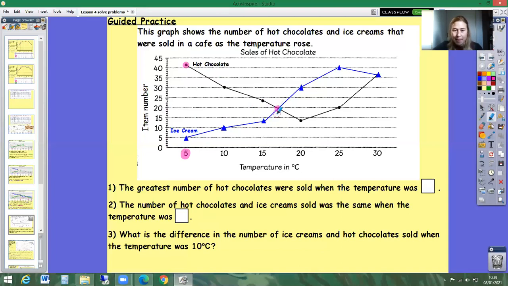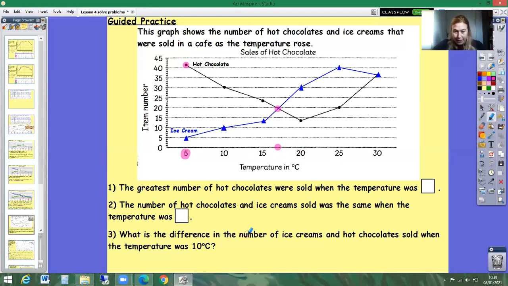Now, this temperature is going to be a little bit trickier to read. We're going to have to estimate it because it doesn't actually meet one of the numbers on the x-axis. Remember that I have to come straight down vertically. So we can use our estimating skills. We've done that before. The scale is counting up in 5s, and it's between 15 and 20. So I would say that's about 17 degrees. 16 would be about there, 17, 18, 19, 20, about there, okay?